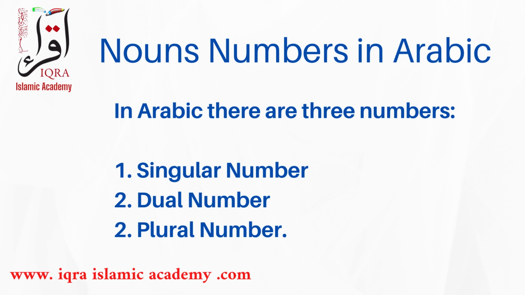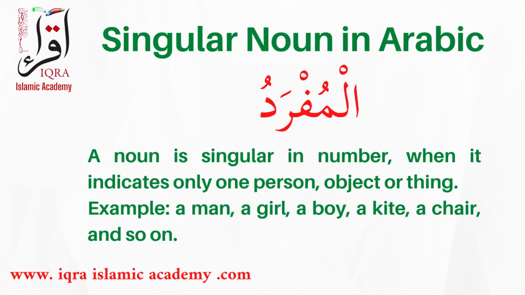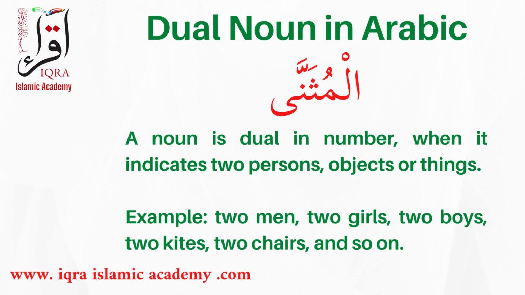When a word indicates one, it is singular number. When it indicates two, it is dual number. When it indicates more than two, it is plural. We say al-mufrad for singular, al-musanna for dual, al-jam for plural. Al-mufrad, a noun is singular in number when it indicates only one person, object, or thing. Al-musanna, a noun is dual in number when it indicates two persons, objects, or things.